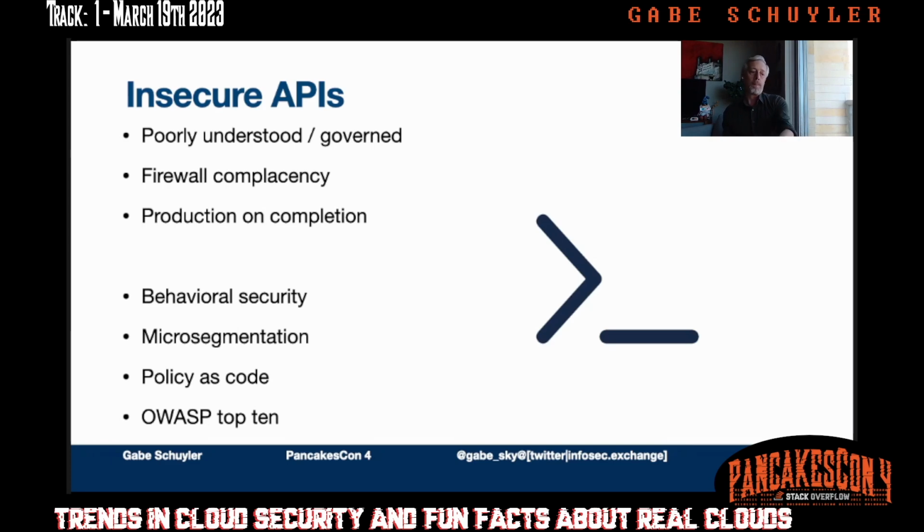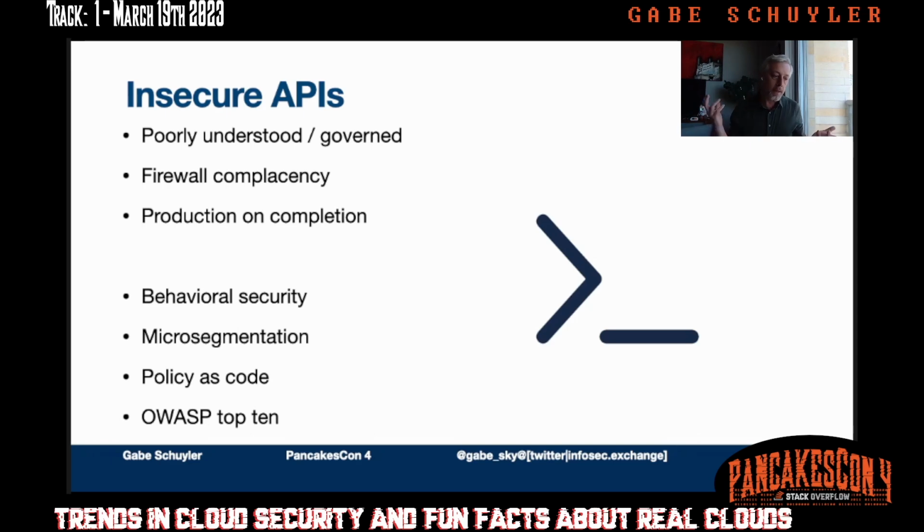And POC stands for production on completion, and that's what happens to a lot of APIs. Somebody has a need to pull some information out of something, and so they'll create a quick API to fetch that information. Then it'll become really useful, and then it'll become part of the app. And along the path, there was never any security done on it. Now it's business critical, and so you can't take it down.